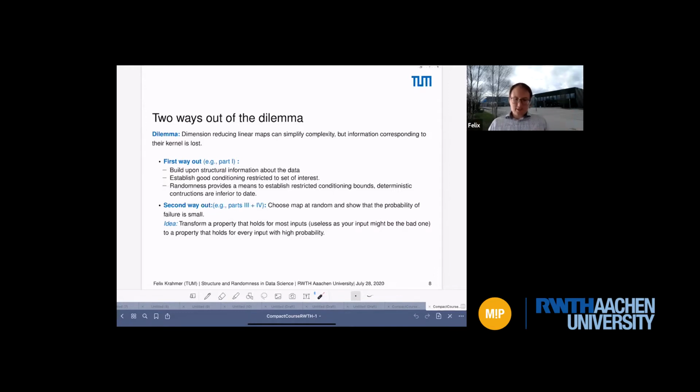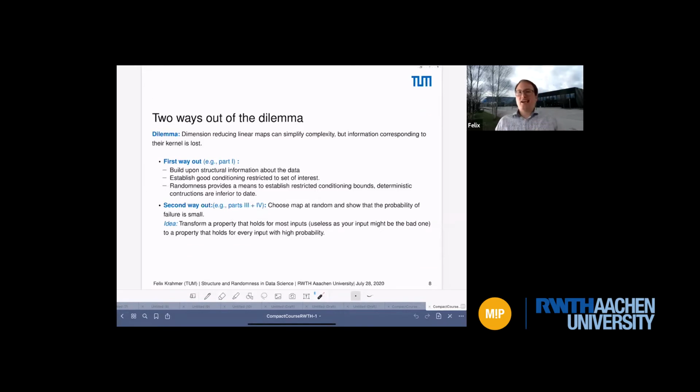Let's recall the dilemma that it sketches: dimension-reducing linear maps can simplify complexity, but the information corresponding to the kernel is lost. So the first way out is that we have structural information about the data. That was the first case, part 1, that I described to you. We had structural information about the set, in the sense of sparsity, for example, that I explained in the first example slide.